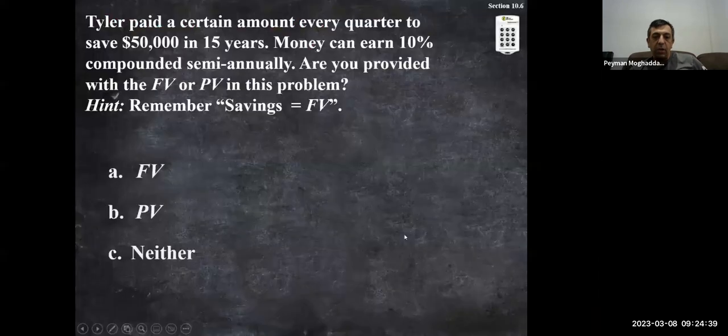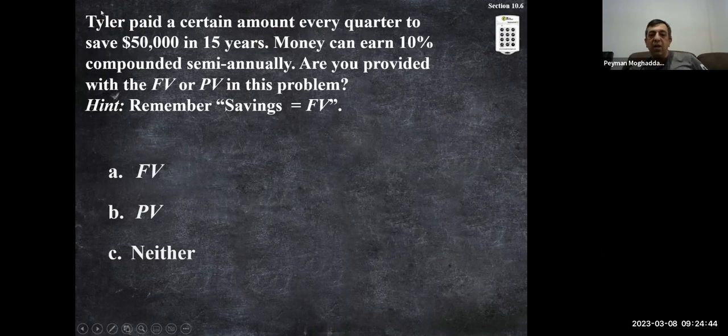All right, so Tyler paid a certain amount every quarter to save $50,000, okay? Wanted to save $50,000 in 15 years, okay? Since Tyler wants to save $50,000 in 15 years, then it's going to be future value, right? It's not going to be present value. Present value, you put the money in the bank and you want to withdraw from it for a certain amount of time, right? But future value is you put the money in the bank and you want to save it until a specific time in the future. So that's the difference between the future value and the present value, right?